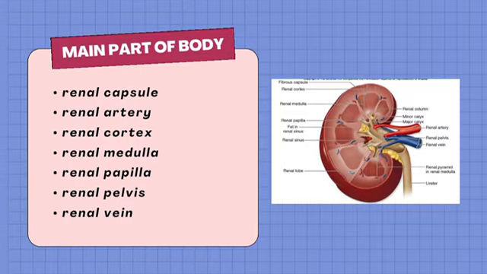Okay, now let's look at the main parts of the kidney. First we have the renal capsule. The renal capsule consists of 3 layers of connective tissue or fat that cover your kidney. It protects your kidney from injury, increasing their stability and connecting your kidney to surrounding tissue.